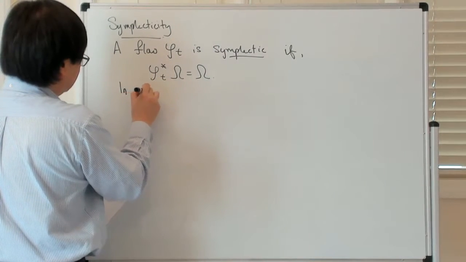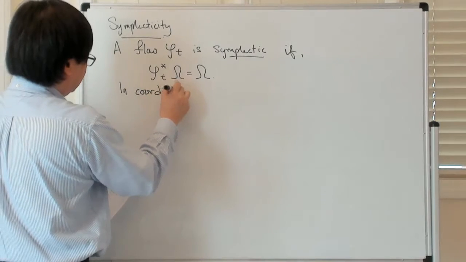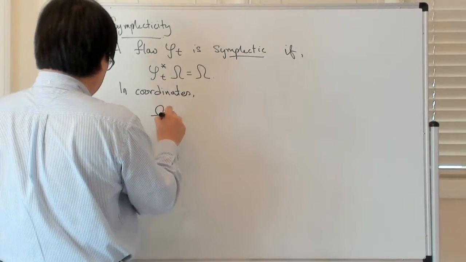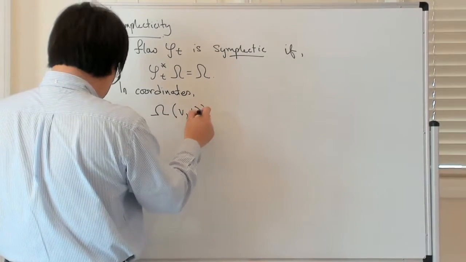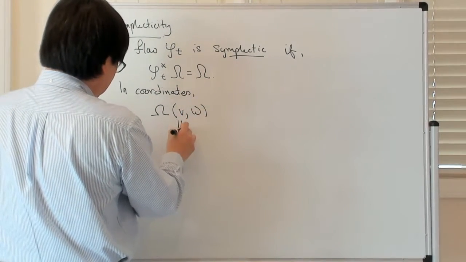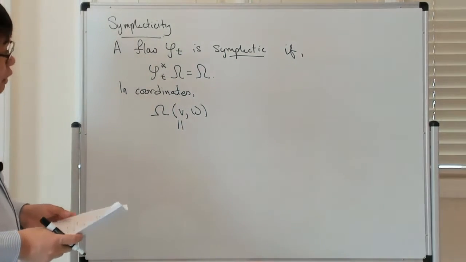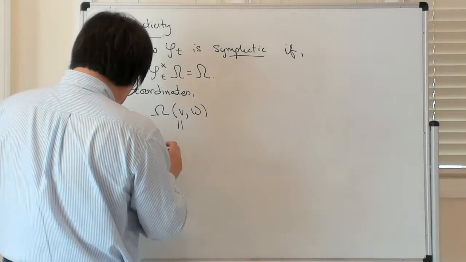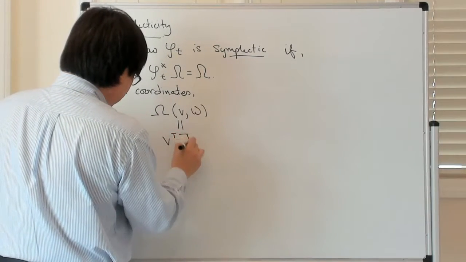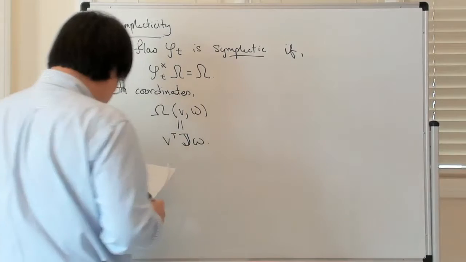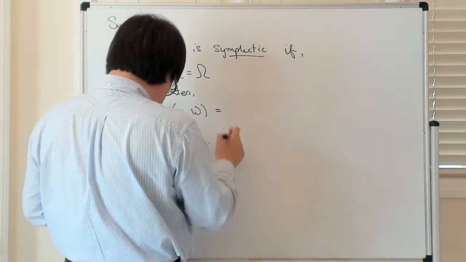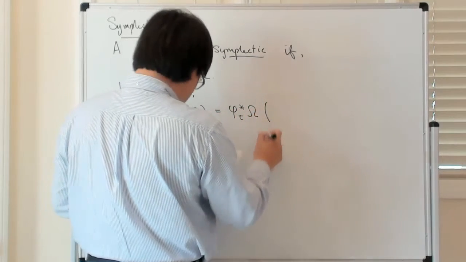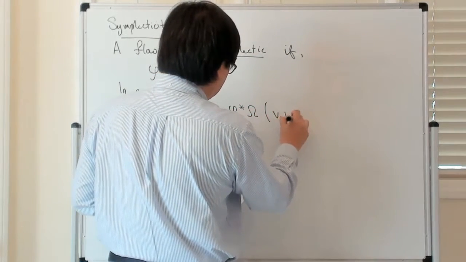So in coordinates, this means the following. If you take omega acting on two vectors v and w, I'm going to write this now in terms of our expression in terms of bilinear forms and this J symplectic matrix. So this is just v transpose J w on the one hand, but this is equal to the pullback of the symplectic form acting on v and w.